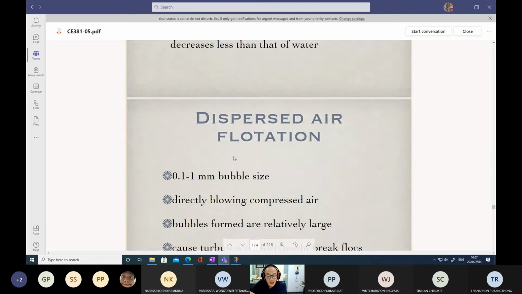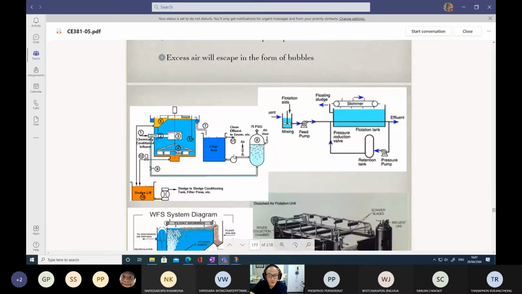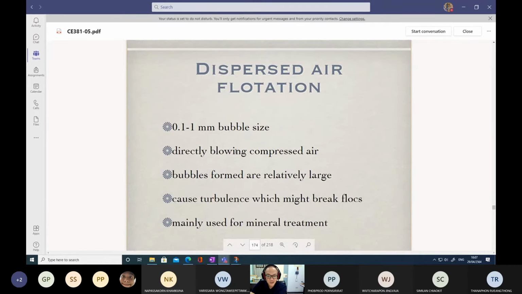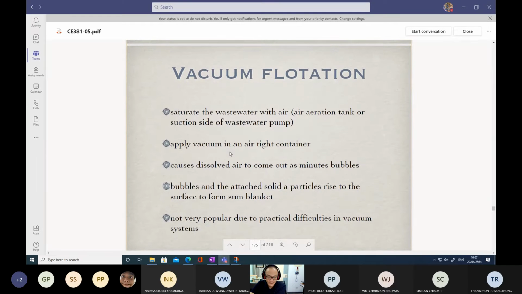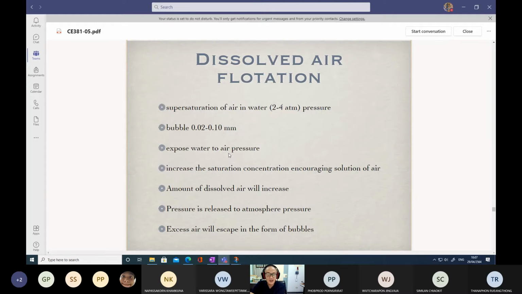There are essentially three types of flotation. The first one is dispersed air flotation. The second one is vacuum flotation, and the last one is dissolved air flotation. There are three types we can use, but the most efficient one is the last one, dissolved air flotation, or in short, sometimes we call it DAF. DAF actually stands for D, A, and F.